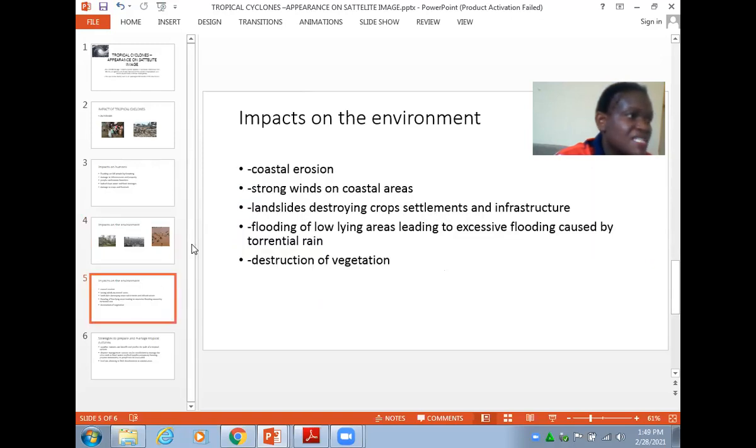So the impacts on the environment can lead to coastal erosion. It can lead to strong winds on coastal areas that can also destroy vegetation. Trees can fall. It can also stimulate landslides and mass movement, which can destroy crops, settlements, and shelter for people. And it can also cause excessive flooding, especially in low-lying areas, and destroy vegetation.